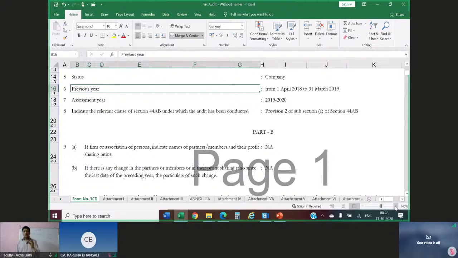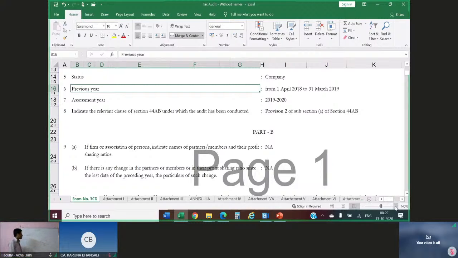So what is previous year? Under Income Tax Act, financial year is called as previous year. Under Income Tax Act, financial year, or we can say the current financial year. Say if the form 3CD is required to be filled for 19-20, for which financial statements have been prepared. So we are saying current financial year, which is also called as reporting year.